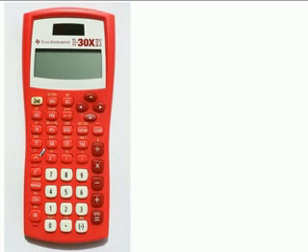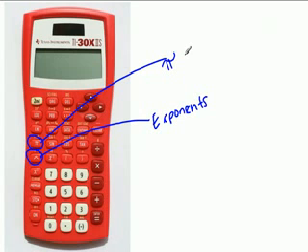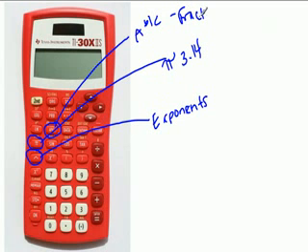Now on your calculator, you need to know, again, this caret key for exponents. And you need to know this key, which is pi, and that equals 3.14. And you need to know this key, which is a, b slash c for your fractions.